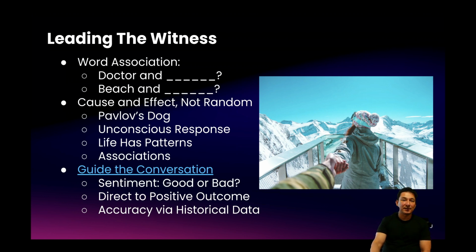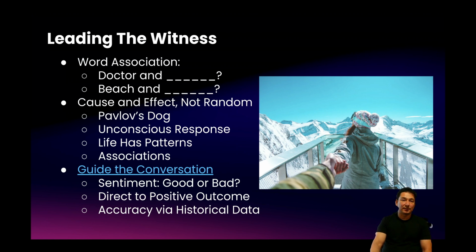Basically, what I'm describing here is effectively word association, and I have a couple examples here. If I say the word doctor, what word pops up in your mind? Then if I say beach, what word do you associate with beach? If you said nurse for the first and sand for the second, you would fall under the most statistically probable associations for those given words.